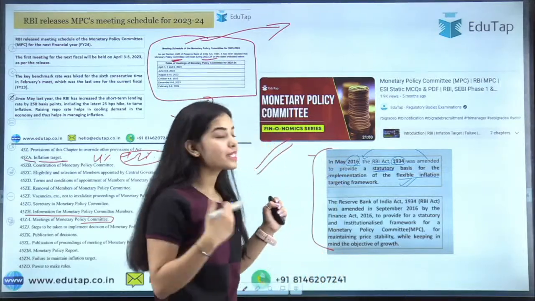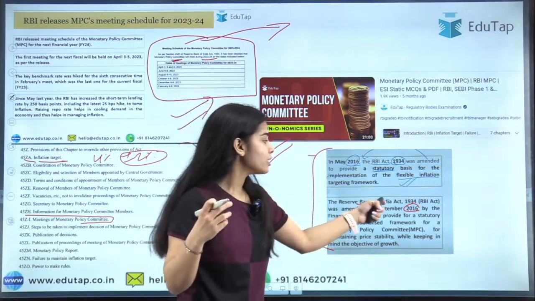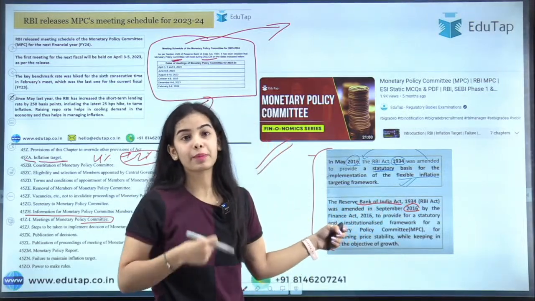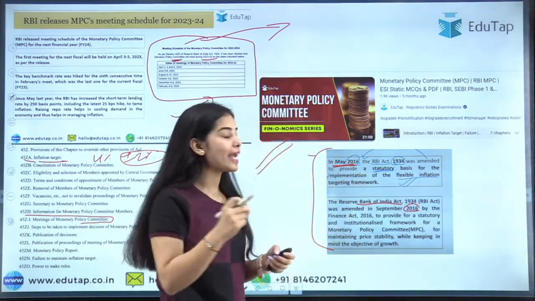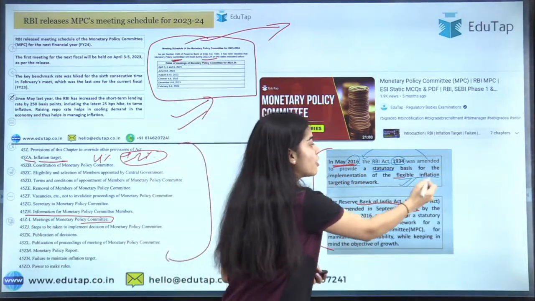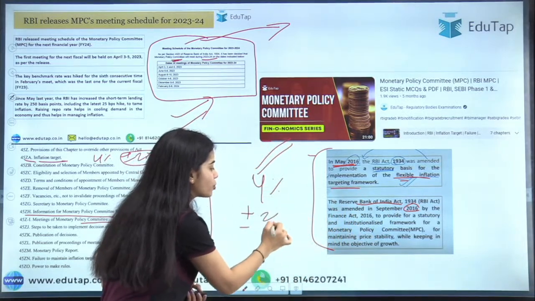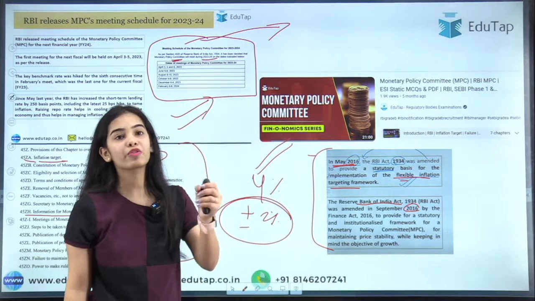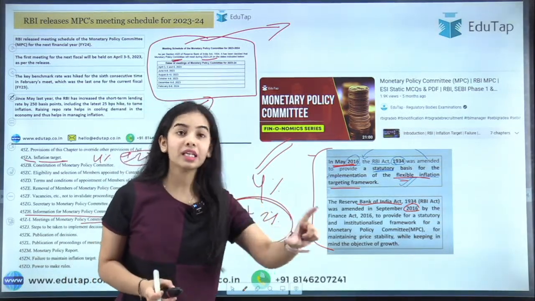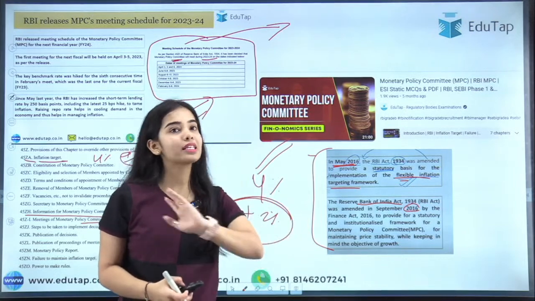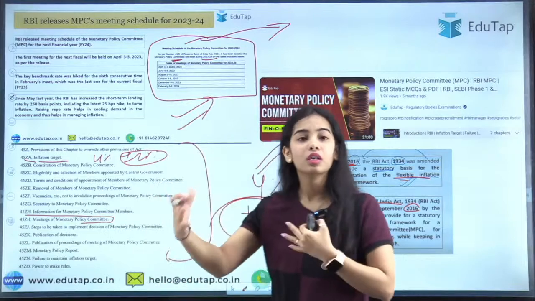The RBI Act was amended in September 2016 for the formation of the MPC. In May 2016, the RBI Act was amended for including flexible inflation targeting, that is we say 4% plus minus 2%. That is, flexibility is provided of plus minus 2%. It is not like RBI has to bring inflation to 4% only, otherwise the RBI is doing very badly. No, plus minus 2% is provided for flexibility.